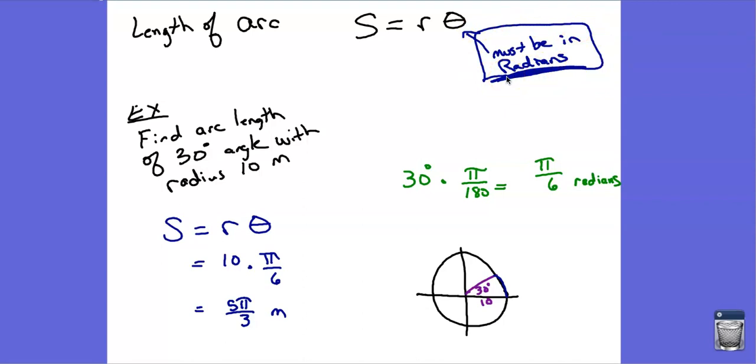So here's an example. I want to find the arc length of a 30-degree angle. I drew a 30-degree angle, and it has radius 10, and I'm trying to find the arc length, just that length. And I'm literally going to do it just by multiplying r times theta. Keep in mind, the radius is 10. That's obvious, so I'm doing radius is 10. But theta must be in radian form.